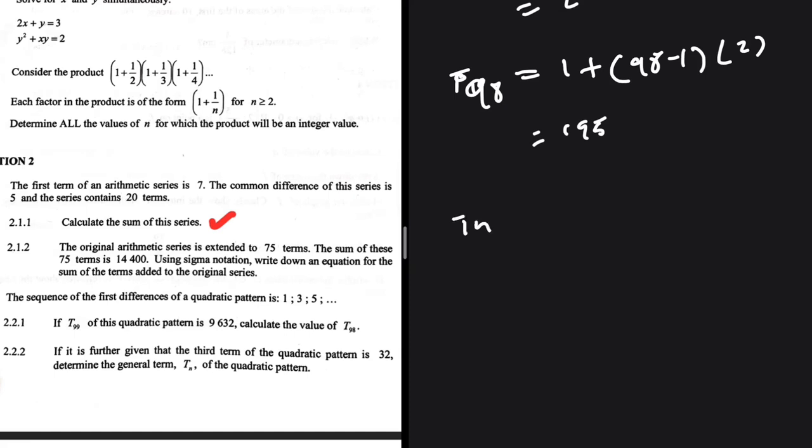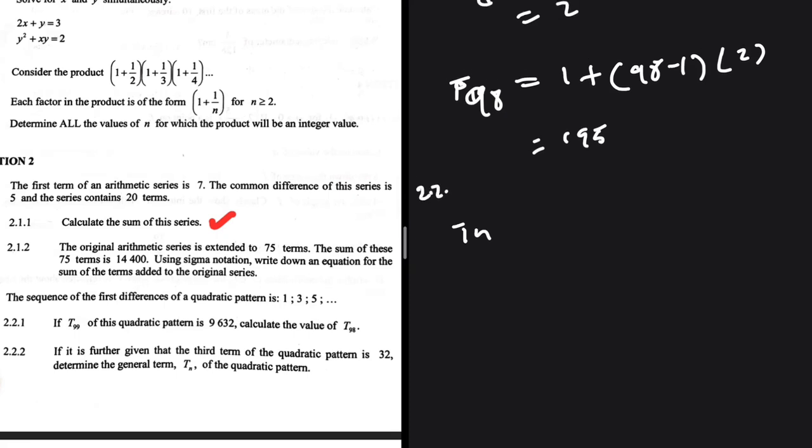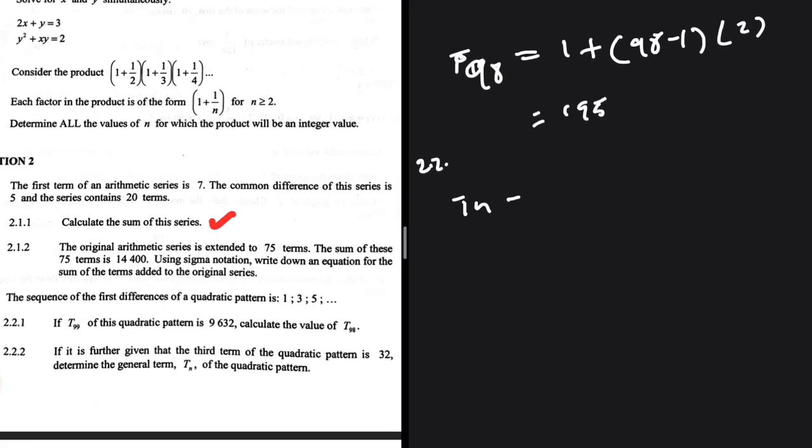We're supposed to find Tn of the quadratic. We know fully well that Tn of the quadratic is an squared plus bn plus c. We need a, b, and c. How can we do that? Let's go back to our pattern of the quadratic. We have T1, T2, T3, and T4. The difference between T2 and T1 is 1. The difference between T3 and T2 is 3. The difference between T4 and T3 is 5.